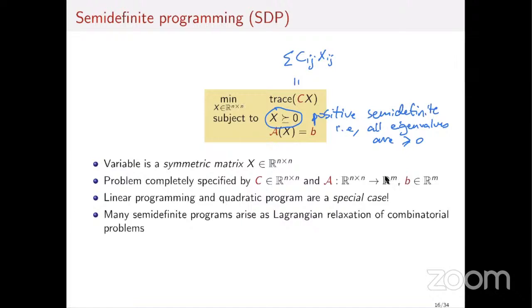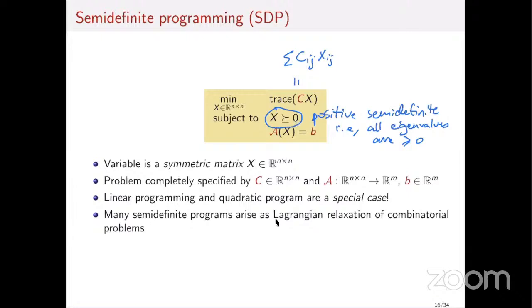It turns out that linear programming and quadratic programming are a special case of semi-definite programming. It doesn't seem obvious at all from the way I presented it, but this is something that you can show. Maybe I will show it quickly in the next slide. At least I will explain the key lemmas or key results that you need to do this.